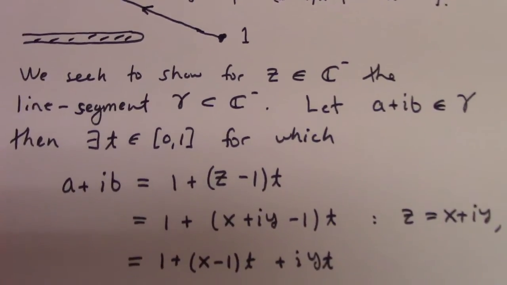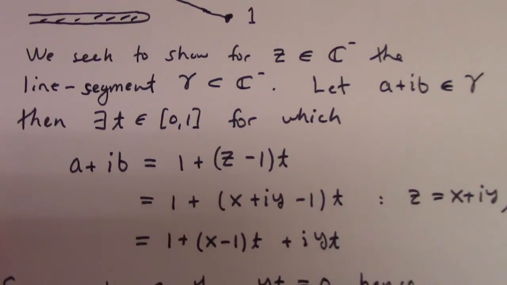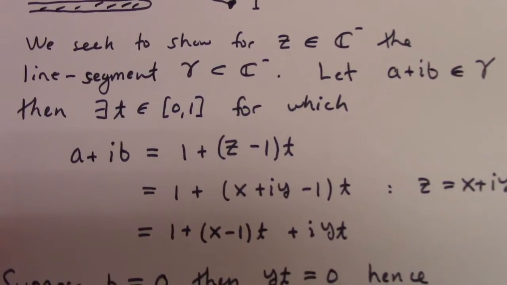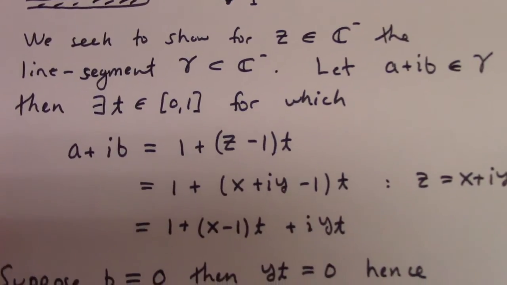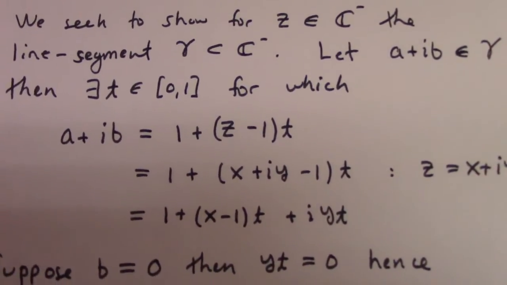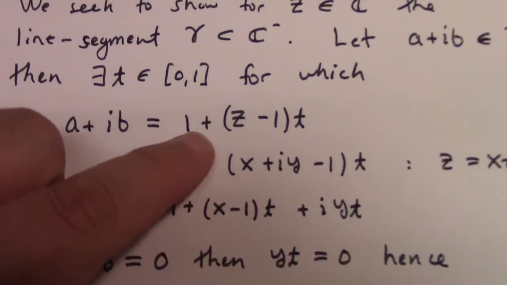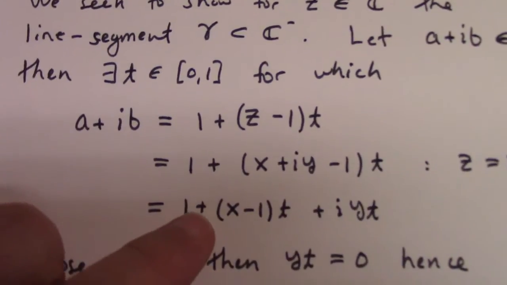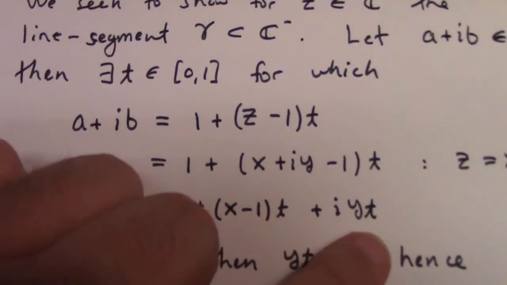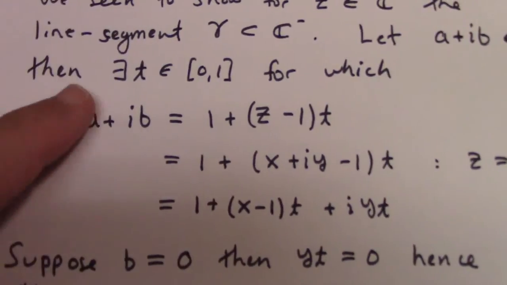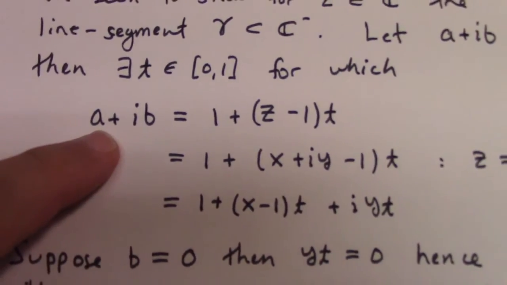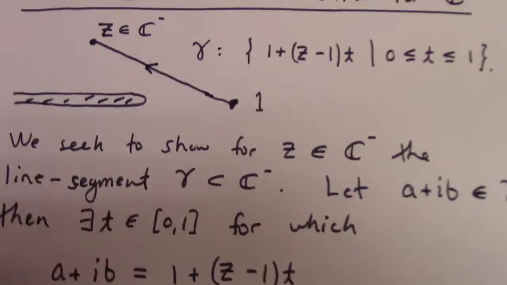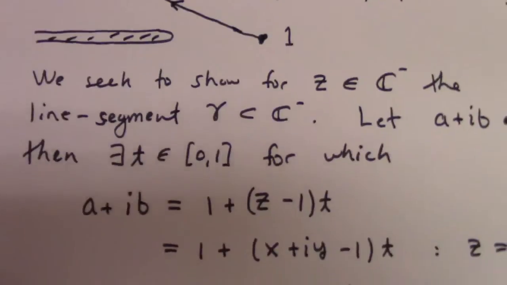If you think about the line segment, you can parameterize it using t. So if I pick a point a plus ib in the line segment gamma, that means there has to be some t between 0 and 1 for which a plus ib is equal to 1 plus (z minus 1) times t. Regrouping the terms gives 1 plus (x minus 1) times t plus iyt. Our goal is to show that a plus ib does not lie on the negative real axis, which is to show that the curve does not cross it, which is geometrically obvious, but anyway, here's the proof.